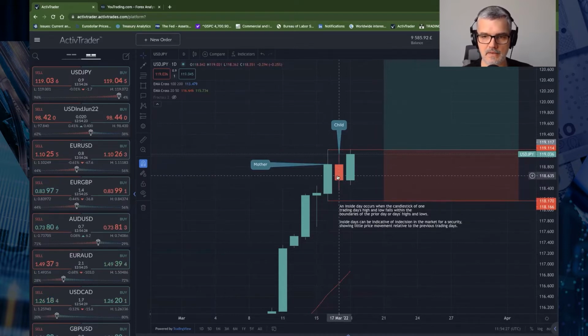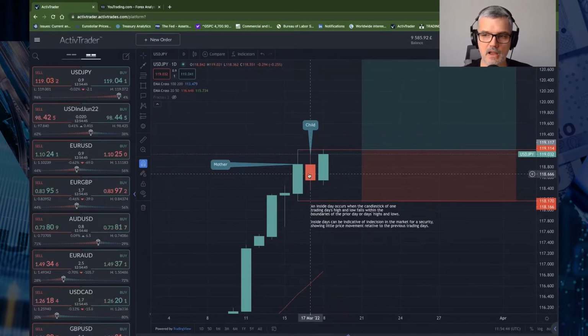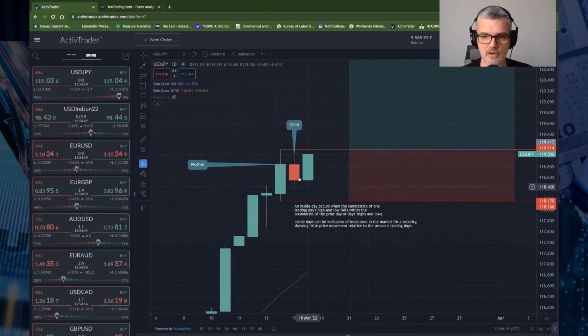Then the next day, which was yesterday, we had the child form, and traders basically waited for the Bank of Japan, which announced that their monetary policy meeting was going to keep monetary policy exactly the same as it was before. So the Fed, they're increasing their rates. The Bank of Japan are going to keep theirs negative still. So we want to be long the dollar, short the yen.